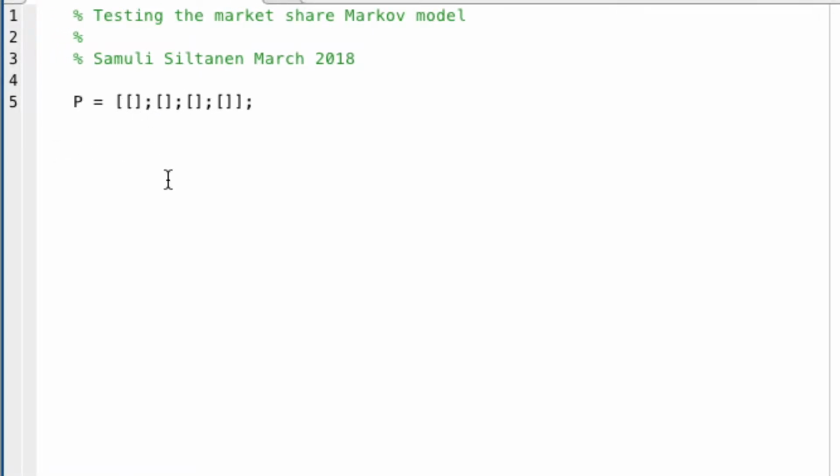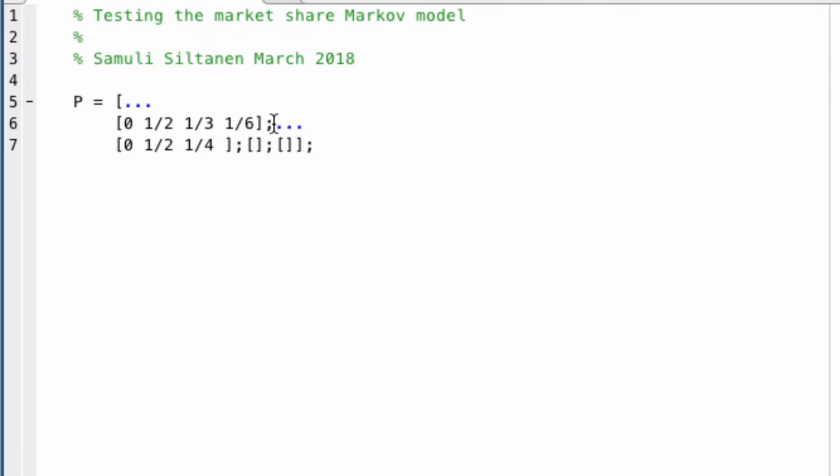So the first row of the matrix will be 0, 1/2, 1/3, 1/6. Second row, I think I will even teach you how to continue a line in Matlab using the amazing 3 dots syntax. 0, 1/2, 1/4, 1/4, amazing 3 dots. Then we have this 1/4 several times.